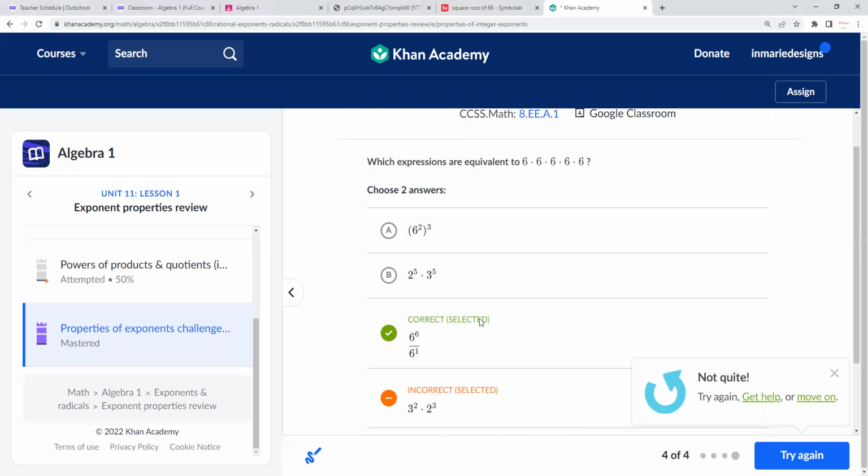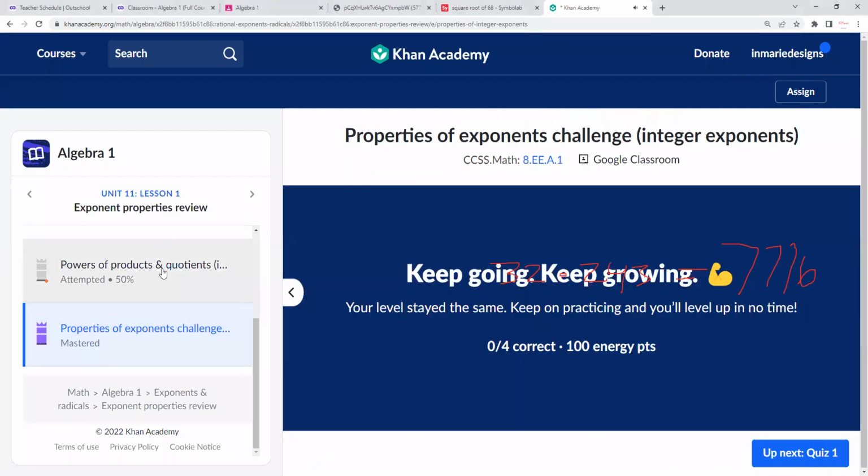Okay, so let's see. 2 to the 5th power. This would get you 6 to the 6th, so it wouldn't be that one. Okay, so 2 to the 5th power: 1, 2, 3, 4, 5. That would be 32. 3 to the 5th power would be 243. And if you multiplied those together, you would get 7,776. Now if you actually did 6 to the 5th power, you would get the same answer. So that's also equivalent.